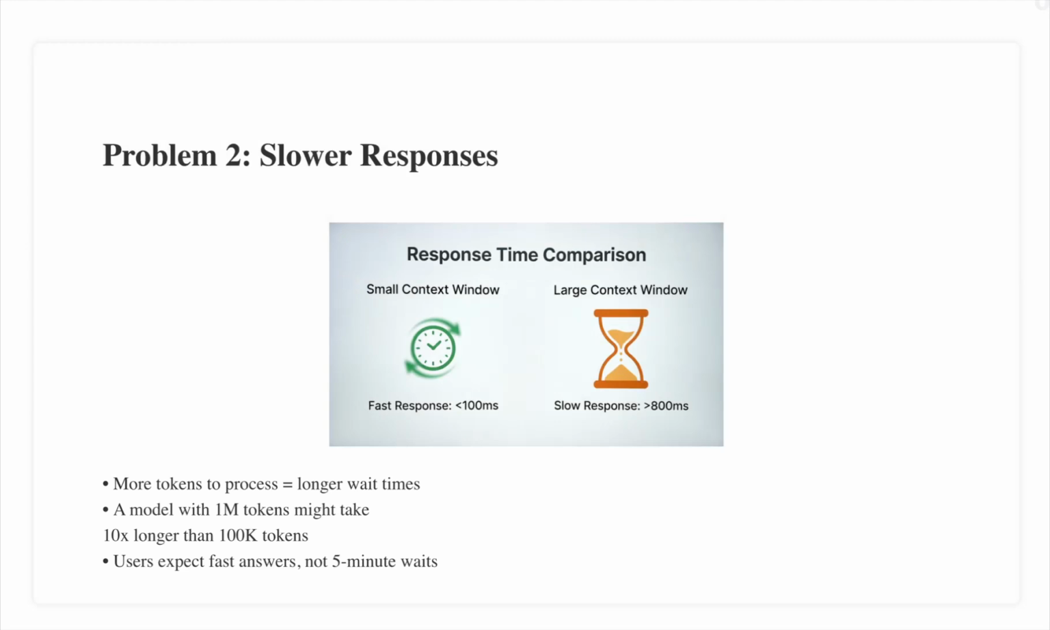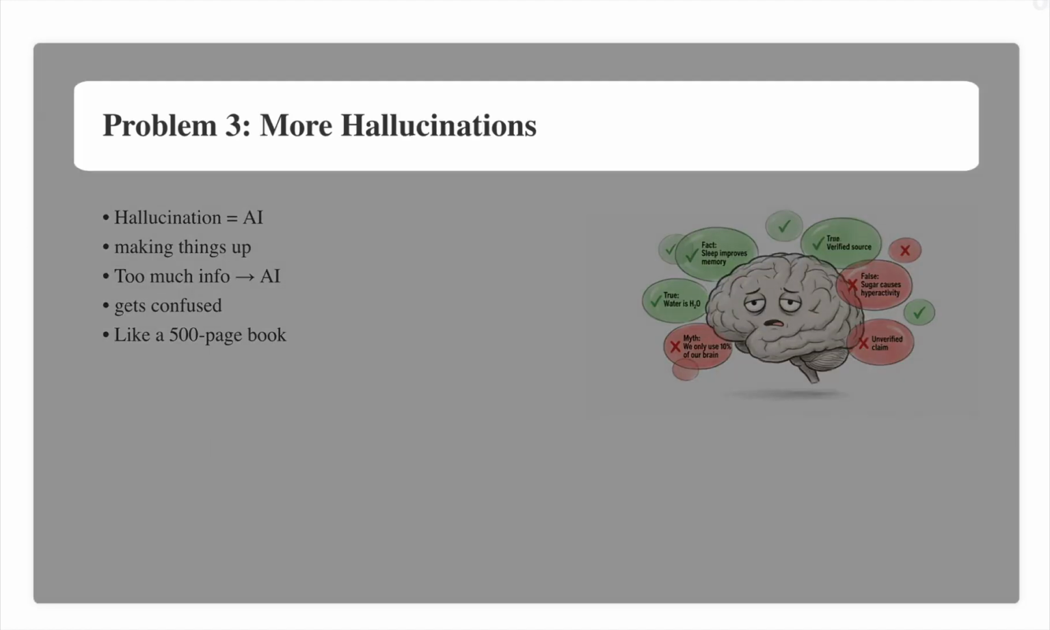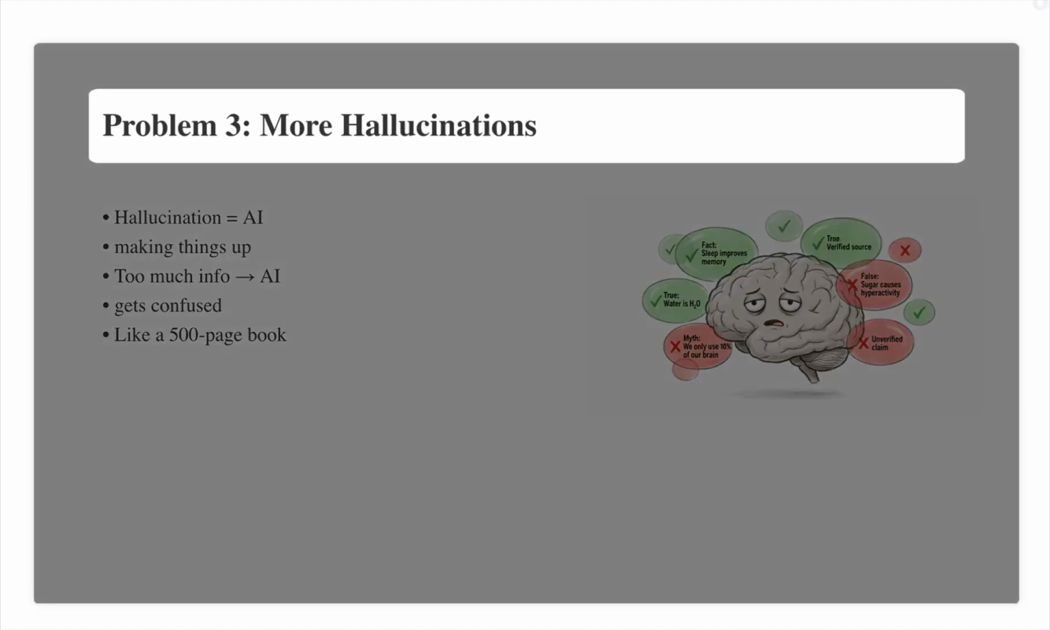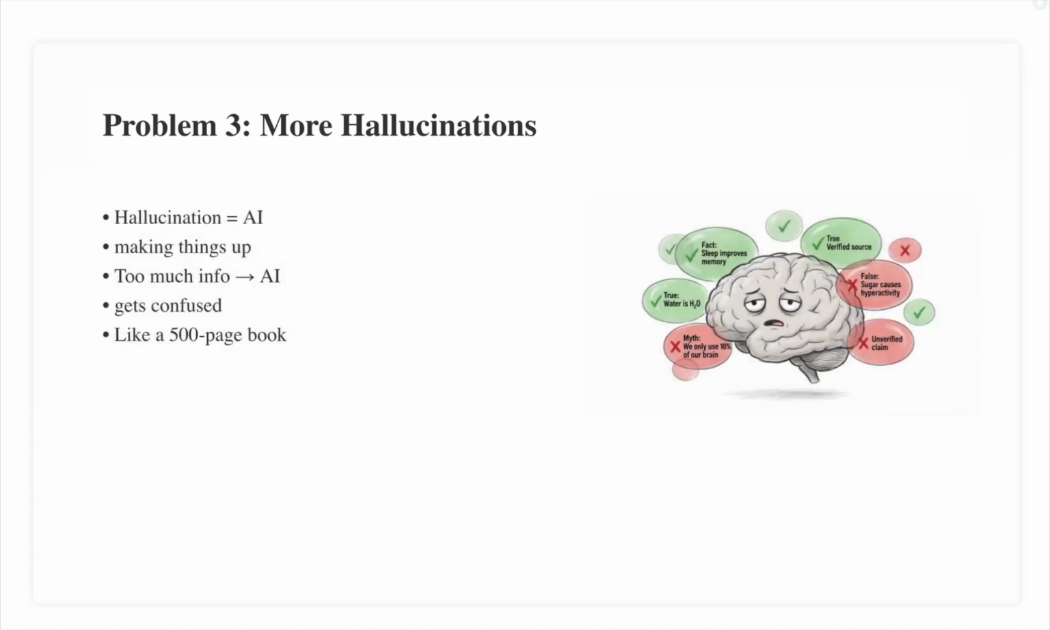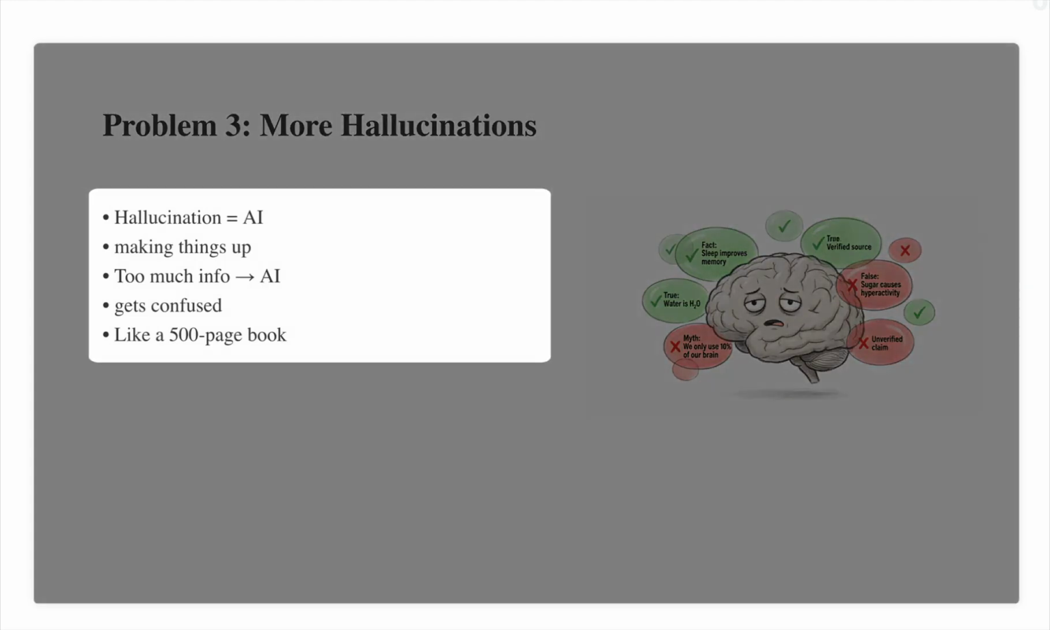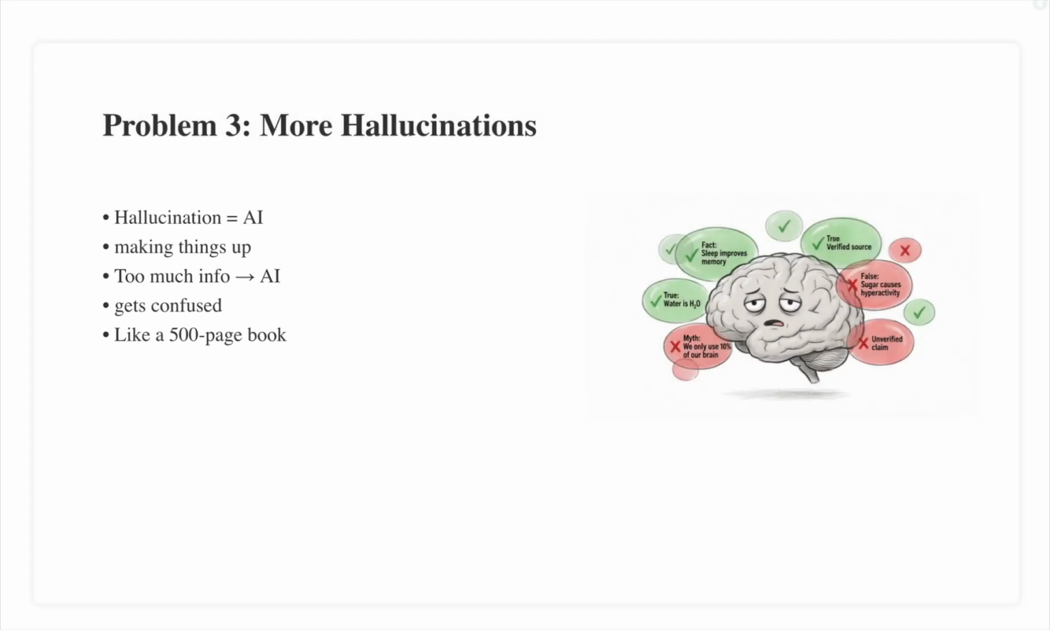So while larger context windows give us more memory, we need to balance that with response speed. This is the trade-off developers face when building AI systems. Now we've talked about cost and speed issues with larger context windows, but there's a third problem we need to understand: more hallucinations. A hallucination happens when AI makes things up or gives wrong information. It's like when someone confidently tells you something that isn't true.